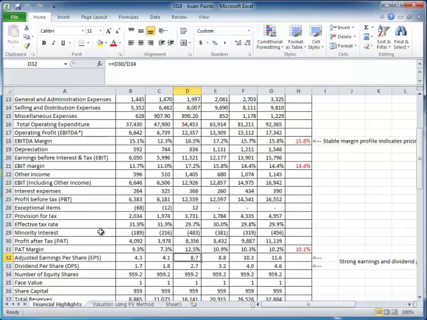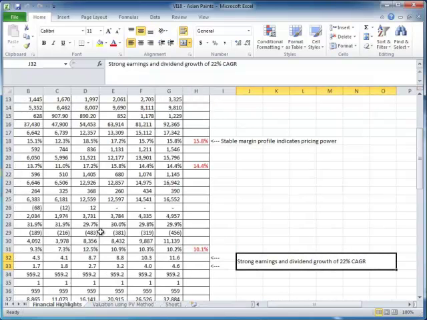Next we have adjusted earnings per share and dividends per share. And adjusted earnings per share have grown quite rapidly, right? So they've gone up by about 2.5 times in the last 6 years. That's quite significant. And the dividend per share has also grown very strongly as well, in line with the adjusted earnings per share.